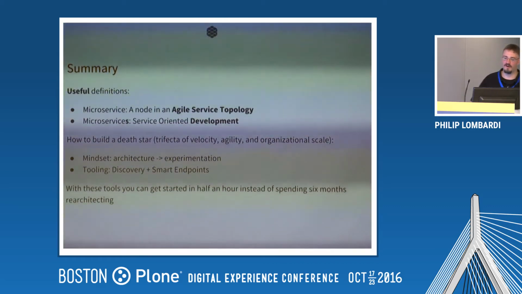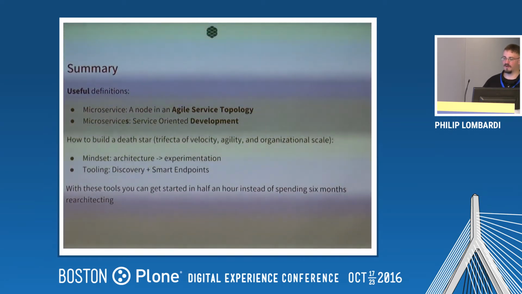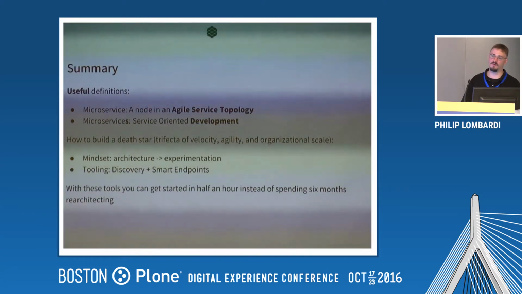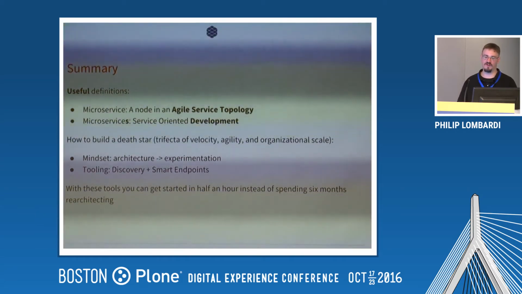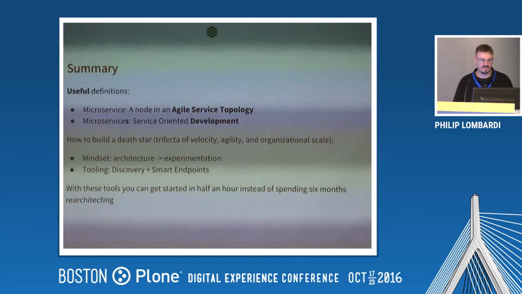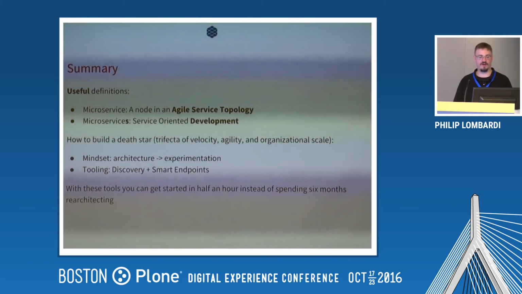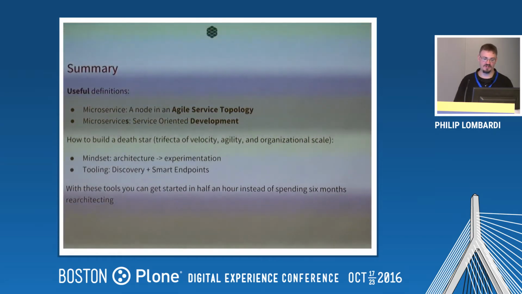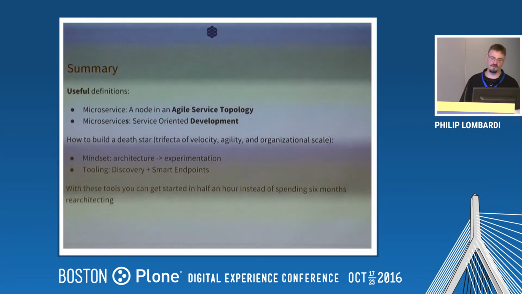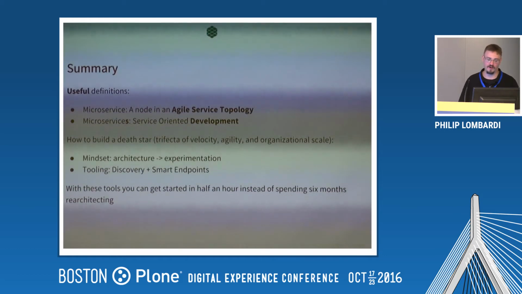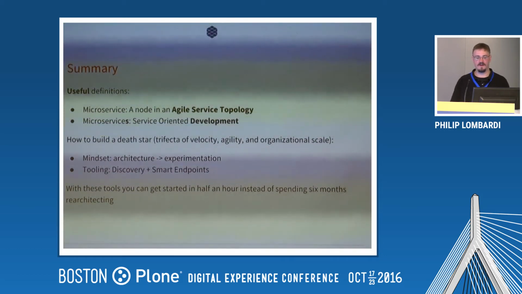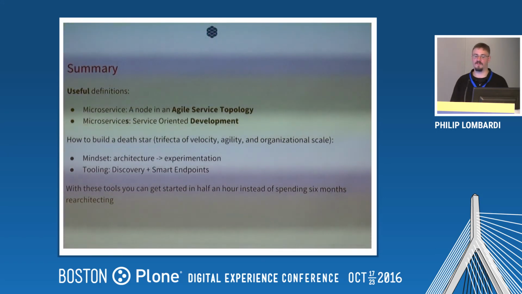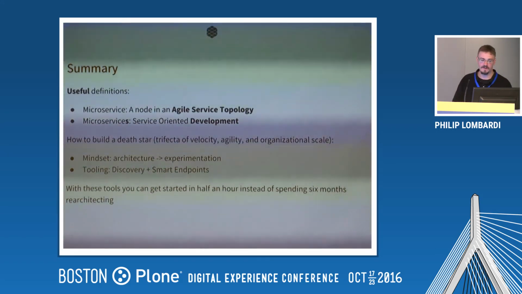No longer are you bound by architecture and what your architects are thinking, but it's more about just getting things built, integrating quickly, having tools that allow you to integrate, and feeling like you can get these changes out there in a confident way. And so how to build a Death Star, it's a trifecta of velocity, agility, and organizational scale. The mindset is move from architecture to experimentation, and the key technologies in this tooling are service discovery and smart endpoints. And with these tools, you can get started in a half hour, rather than spending 6 months building and re-architecting your system.